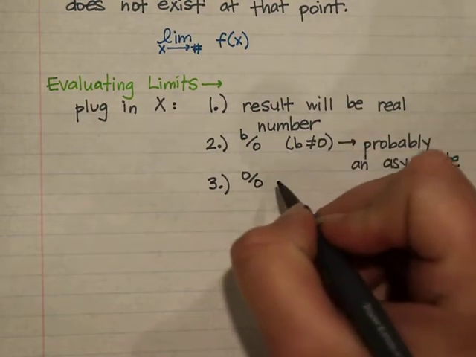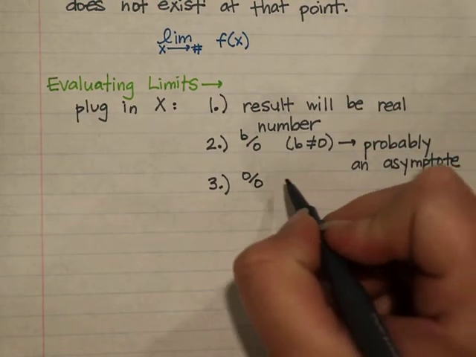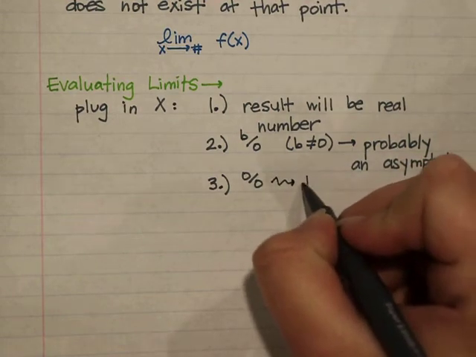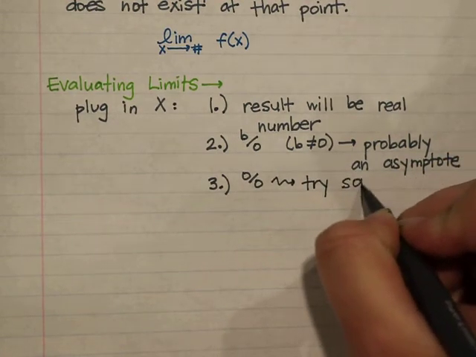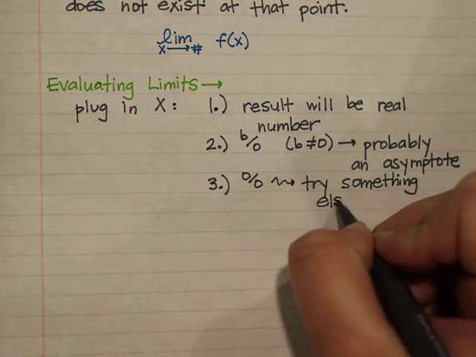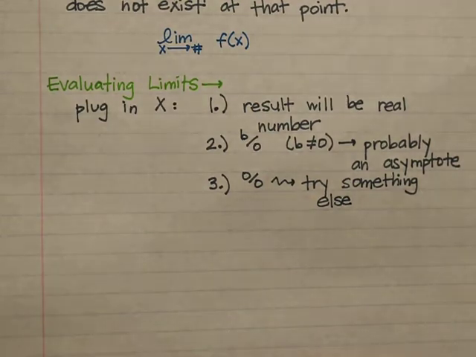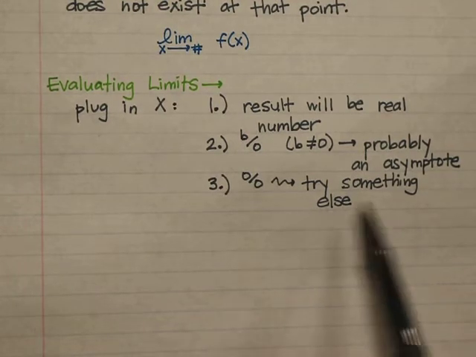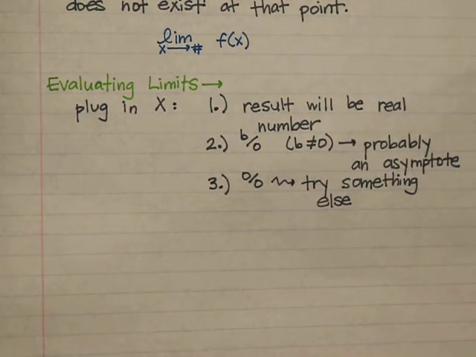The third option is we get 0 divided by 0. And when we get 0 divided by 0, our next step is we just have to try something else. It's kind of a hot mess. We want to look at how we can simplify the function. Do we need to factor it? Do we need to rationalize it? What do we need to do? Now, this third option, try something else, we're not going to deal with right now. We're going to be working with limits where most of the time we can just plug it in. Okay? But that's one way to evaluate limits.